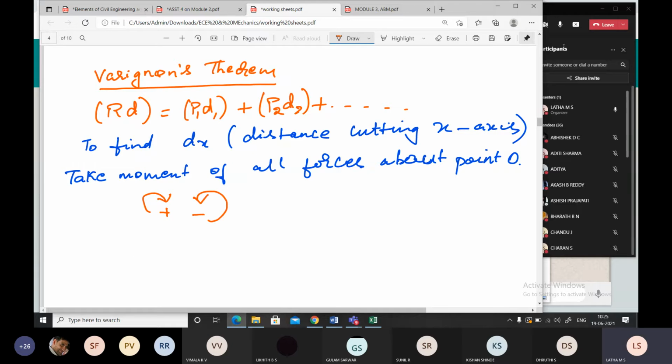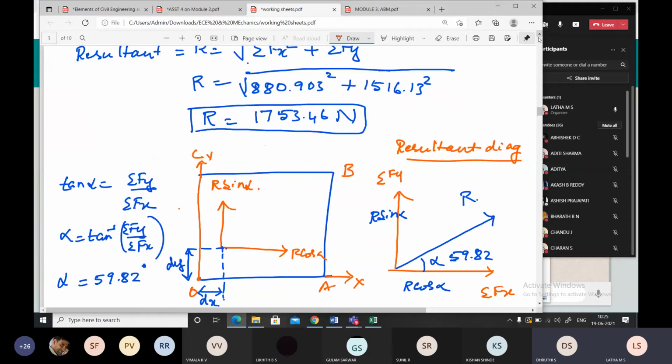Did you follow till here? Now I have to measure dx. Which force will contribute for dx? R cos alpha should not be taken, because dx is this force into this particular distance. Sorry, I'm very sorry. R sin alpha into this distance dx will contribute. R cos alpha will not contribute, students.